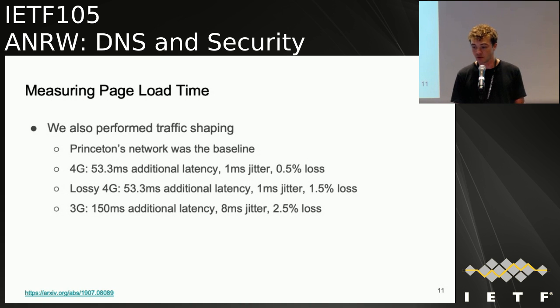So for 4G, to emulate that, we added 53.3 milliseconds of additional latency, 1 millisecond of jitter, 0.5% loss. Lossy 4G, same amount of latency and jitter, but now we're doing 1.5% loss. And then lastly with 3G, 150 milliseconds additional latency, 8 milliseconds of jitter, and 2.5% loss. This is based on data that was provided in a report by OpenSignal. And again, we talk about why we chose these networks in the full paper.